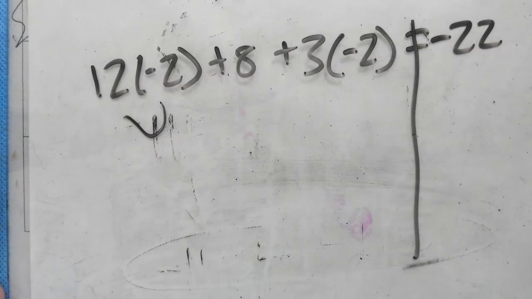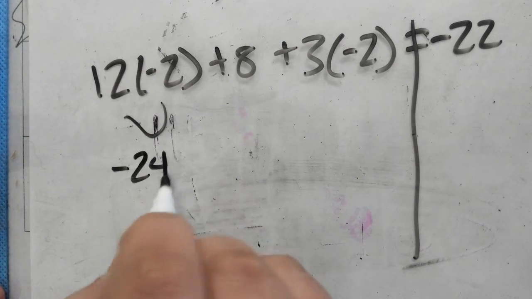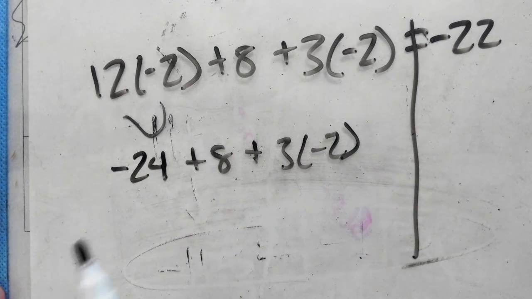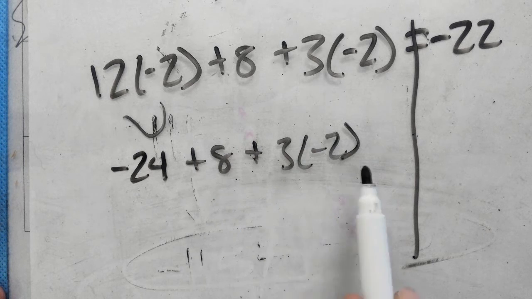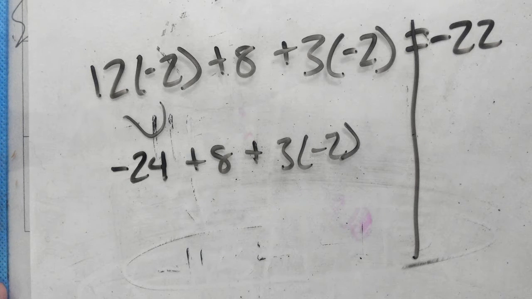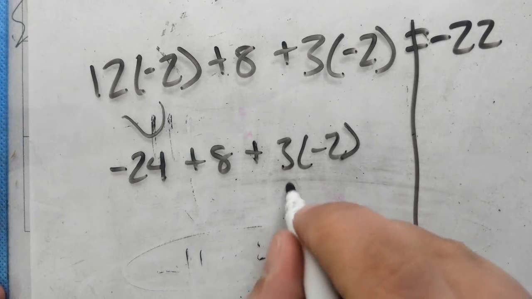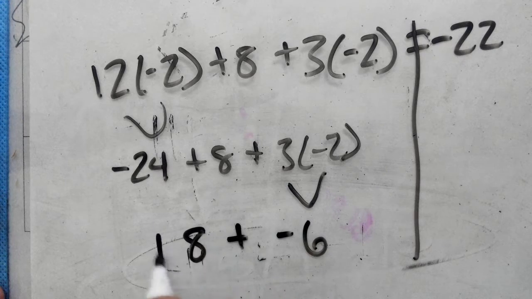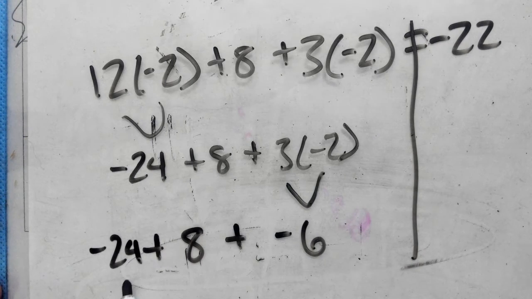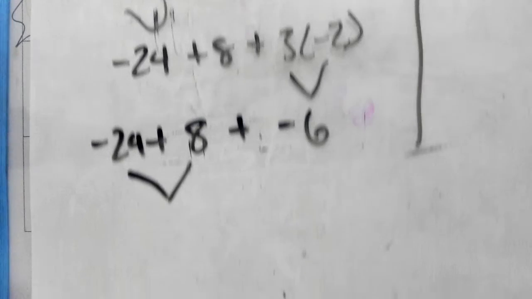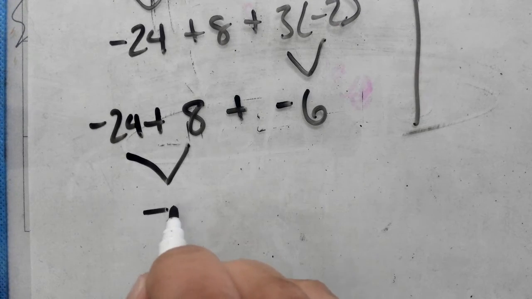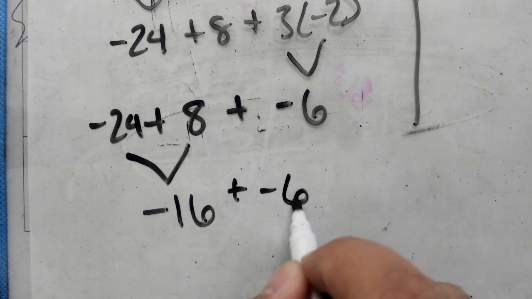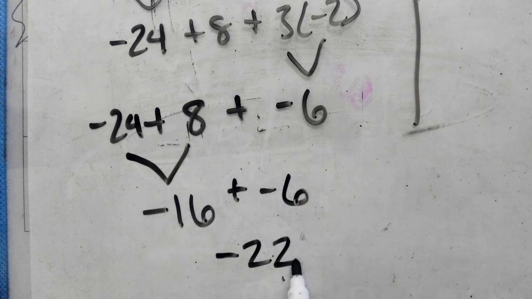On the left, I've got 12 times negative 2, which is negative 24. Plus 8 plus 3 times negative 2. Before I do any of this addition, I have to do the multiplication. Okay. And 3 times negative 2 is negative 6. Negative 24 plus 8 is negative 16. Plus a negative 6 would be negative 22.